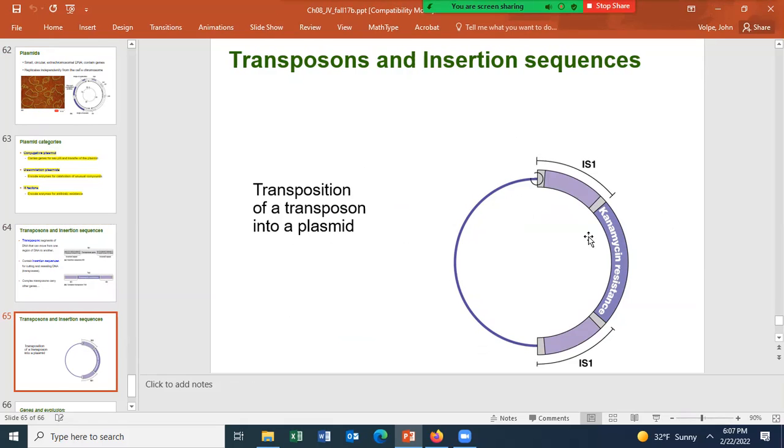And that's important because kanamycin resistance can move around in the cell from one location to another, and then can move into a plasmid, like here. And then this plasmid can move into another cell, spreading around kanamycin resistance. Any questions about transposons?